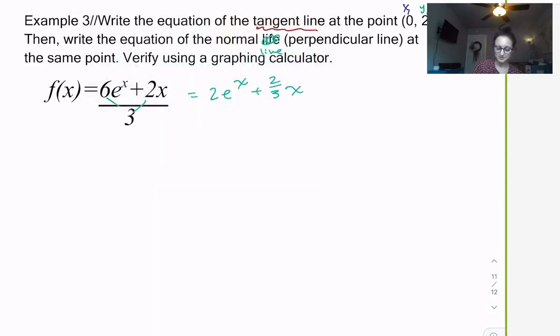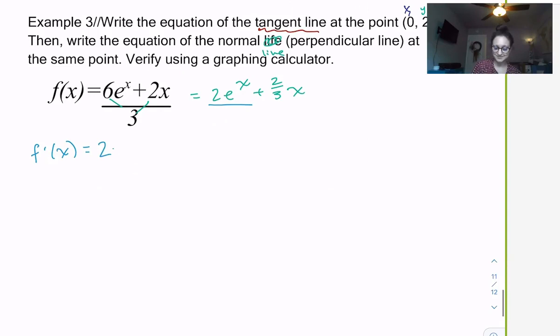I find f prime, the derivative. So f prime of x, term by term, that 2 just comes along for the ride, okay? The derivative of e to the x is e to the x. And then what's the derivative of 2/3 x? So that's just going to be 2/3. See, that's a linear term with slope 2/3. So the derivative of that term is just 2/3, okay?